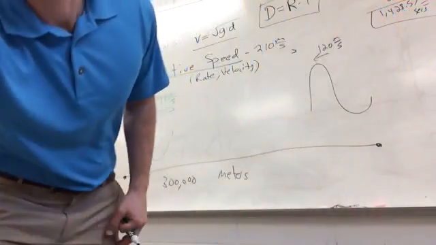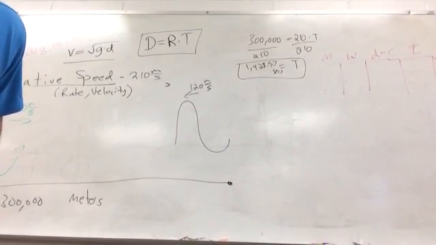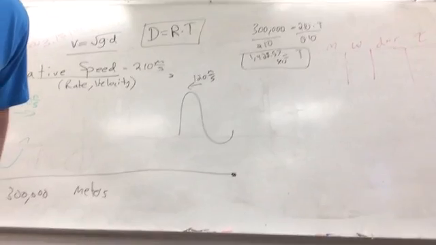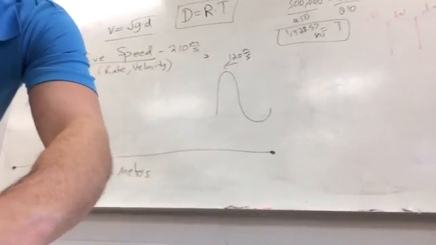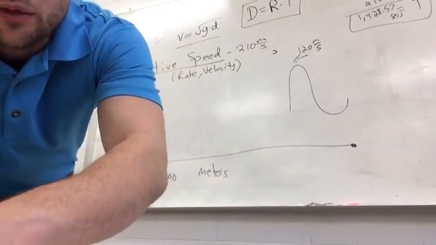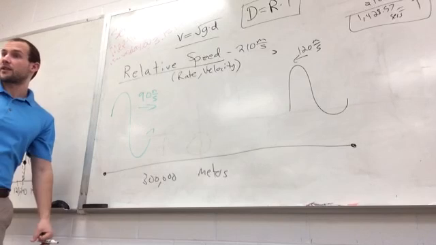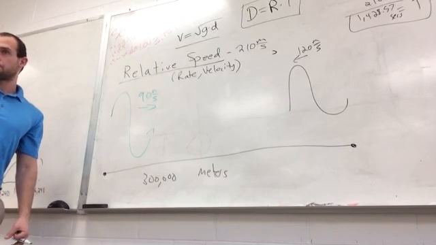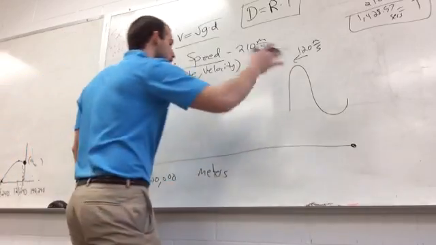So again, we did distance equals rate times time. Our distance was 300,000. Our rate was 210. Divide both sides by 210 to get a time of 1,428.57 seconds. Great. So that's the first step. What was the second step? I need to know how far each wave traveled.